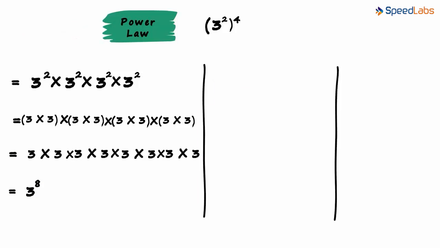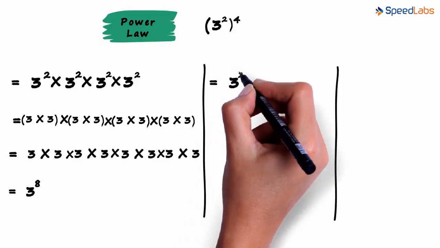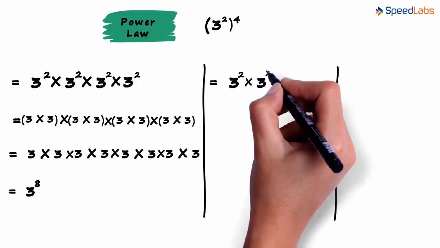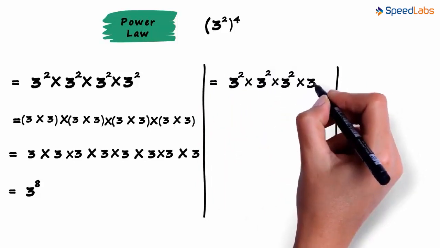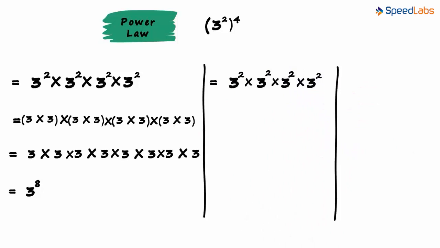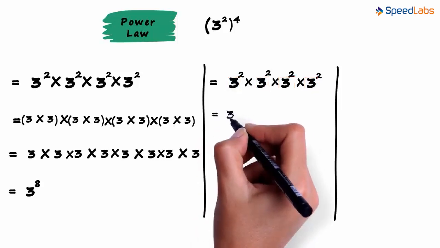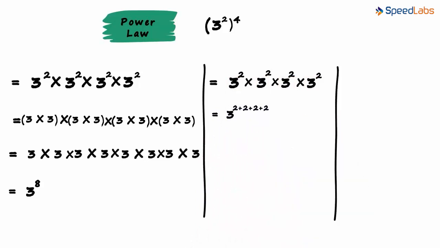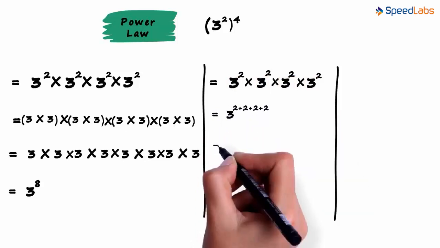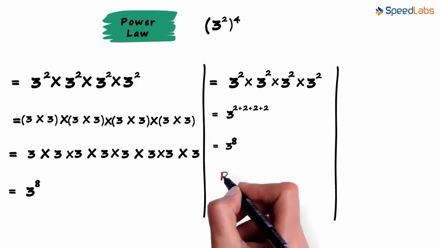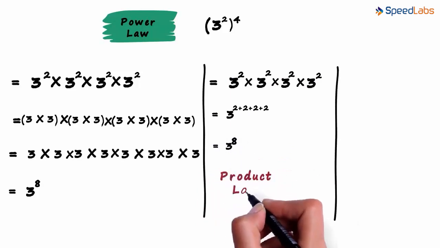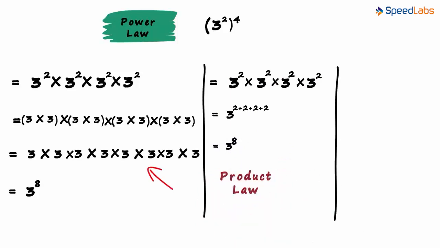We can write it as 3 raised to 2 multiplied by 3 raised to 2 multiplied by 3 raised to 2 multiplied by 3 raised to 2. We can now use the product law as the base of all the numbers is the same. And what we get is 3 raised to 2 plus 2 plus 2 plus 2, which equals 3 raised to 8. So the product law made it a bit simpler as compared to the traditional method.